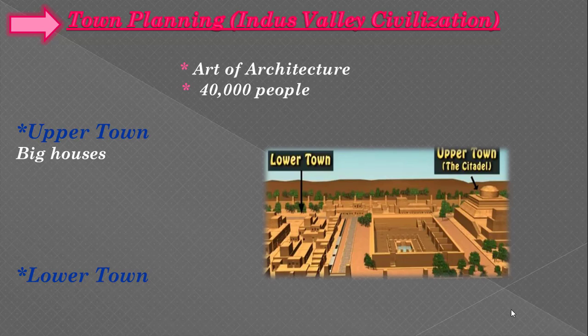The houses of the upper town were as big as palaces, and the influential people resided in the upper town, whereas the houses of the lower town were small, consisted of only 2 rooms, and the common people resided in the lower town. Both sections, the upper town and the lower town, were separated from each other by a line of baked bricks.